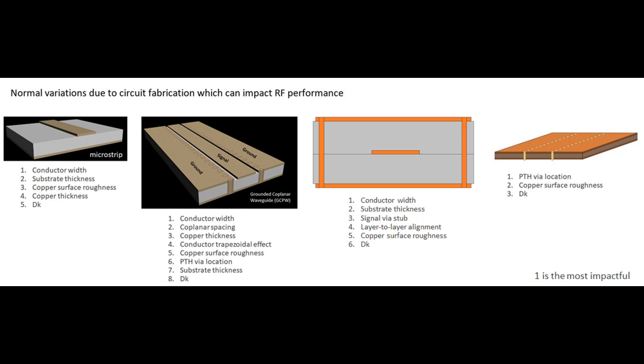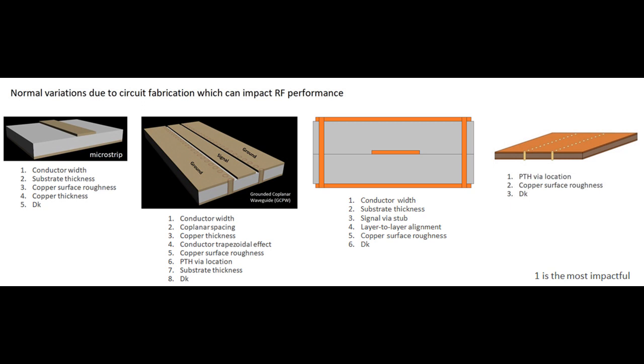Shown here are the same 4 RF structures: microstrip on the left, grounded coplanar waveguide, strip line, and SIW to the right. And here I'm also giving a subjective rating of the different variables that can impact RF performance. So in the case of microstrip, the number 1 influence that can affect RF performance is conductor width. And then the next one of most significance would be the substrate thickness. And I'm talking about tolerances here. So the conductor width is not going to be perfect on every circuit that is made. There is some tolerance of plus or minus something. And that's really what I'm talking about, the variation that's a normal variation. And same with the substrate thickness. There is a thickness tolerance.